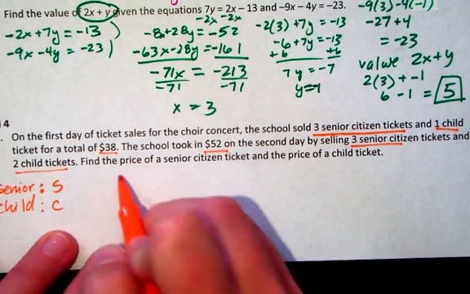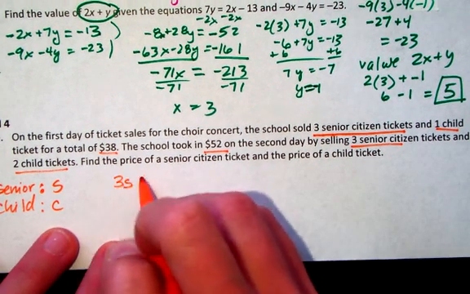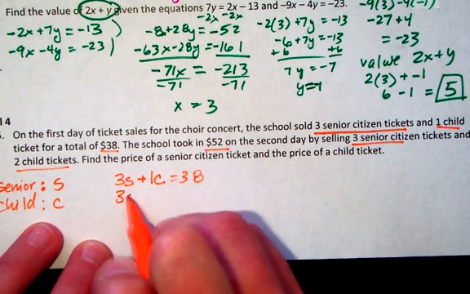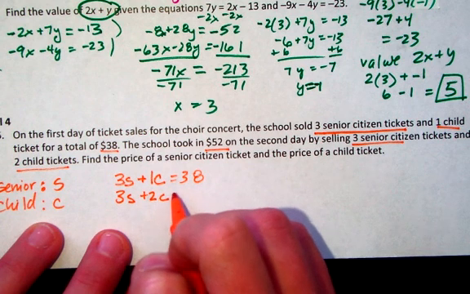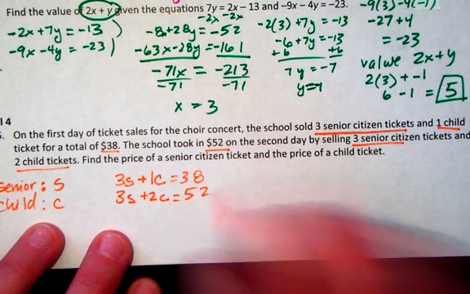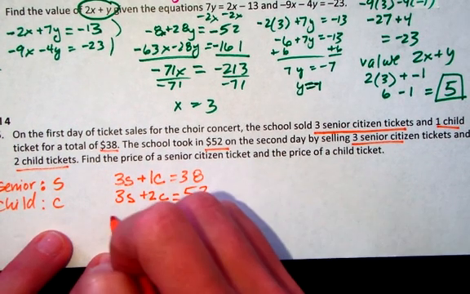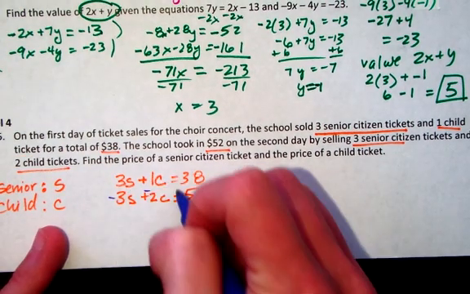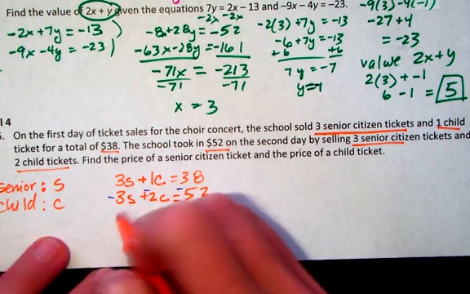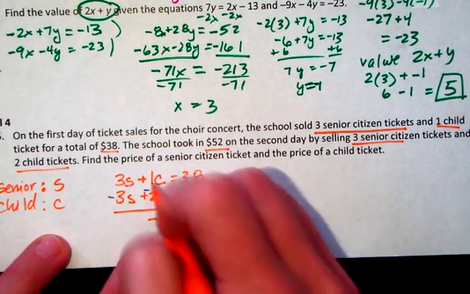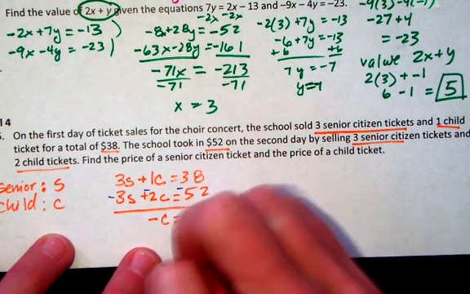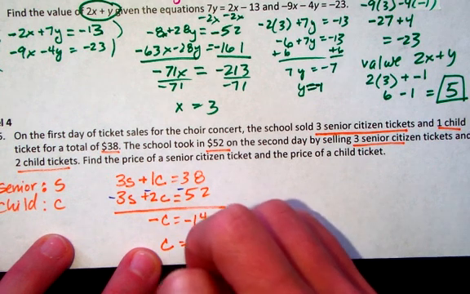So I get 3 senior citizen plus 1 child ticket was $38. And then I got 3 senior citizen tickets plus 2 children's tickets equals $52. So if I just subtract these two, I'm going to subtract all these terms, and then what's going to happen is I'm going to get negative C equals, and then 38 minus 52 is negative 14. So the child ticket is $14.